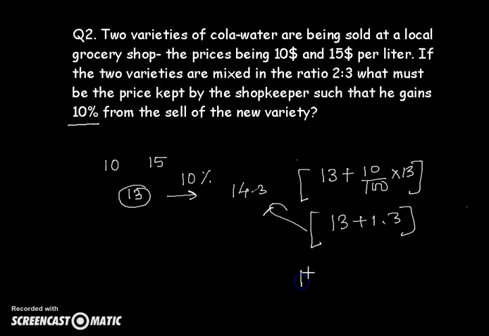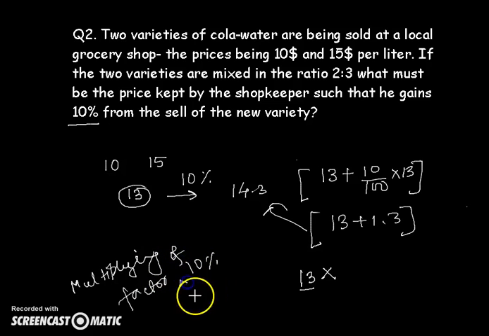and that will be equal to 14.3. Or otherwise also you should be able to calculate it this way. If 13 is the initial price and 10% is the increment, the multiplying factor of 10% will be equal to 1.1. So you multiply 13 with 1.1 and you should be able to get 14.3 as the value that the shopkeeper keeps, so that he gains 10% by selling the new variety. Hope you understand the drift here.